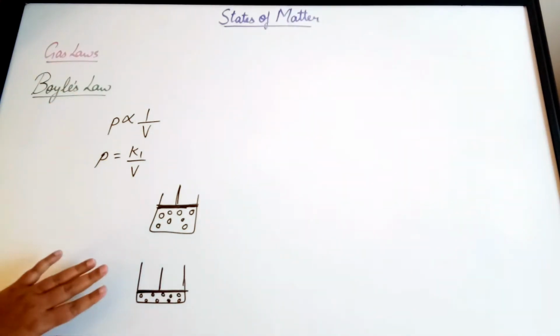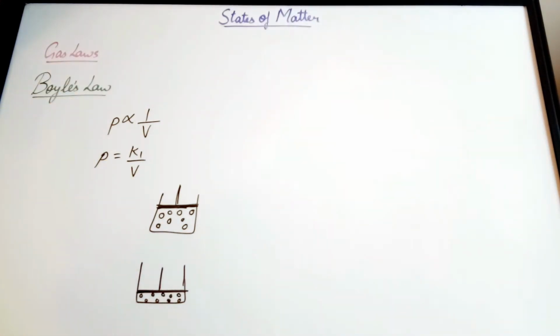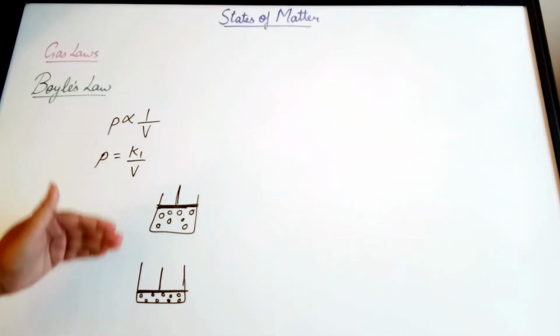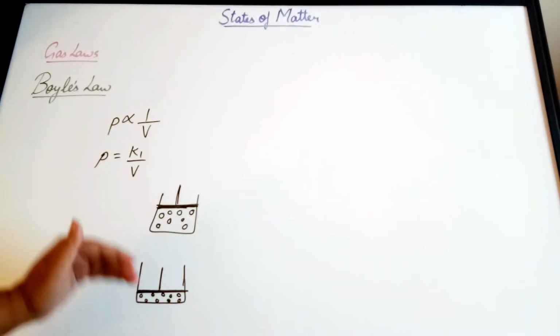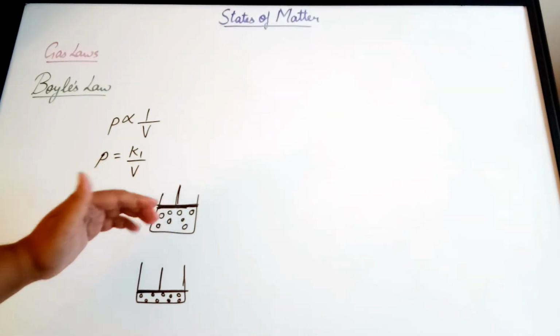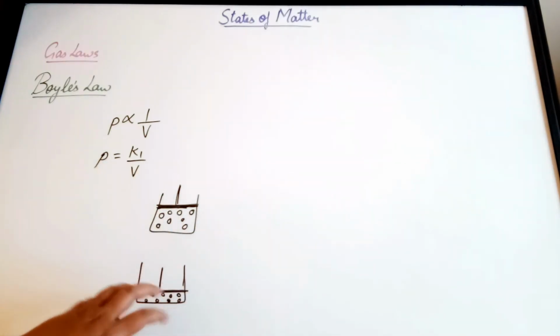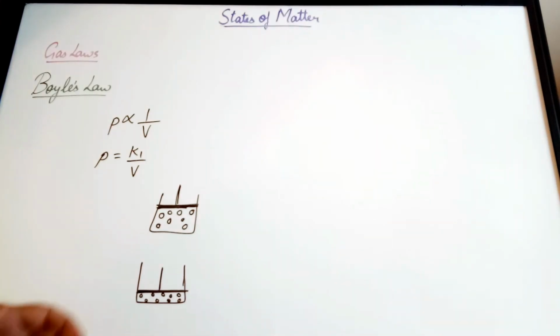But there is also one more thing which is increasing. If you notice, the density is increasing from here to here. So here it is less dense, but here the molecules are very close and it is more dense.